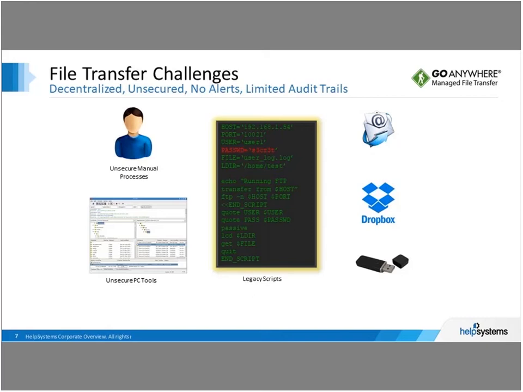Now, to add to these challenges, many end users are still sending files through unsecured email or cloud services like Dropbox without any controls or centralized management. Your organization may still be using PC-based tools to transfer files. And since this is often a manual process, it is most definitely prone to human error and great risk.